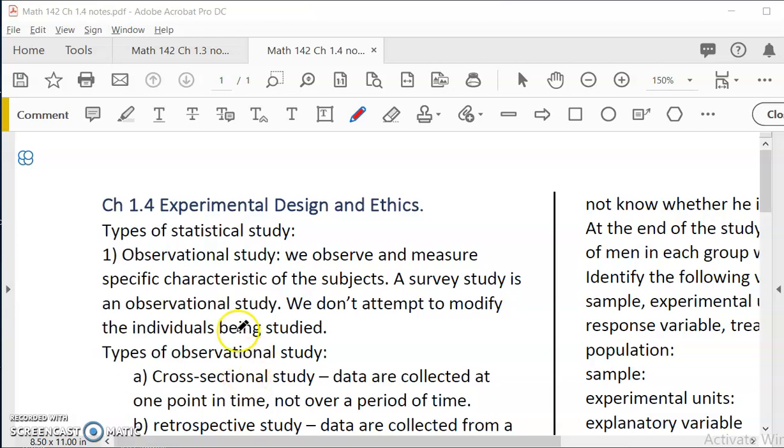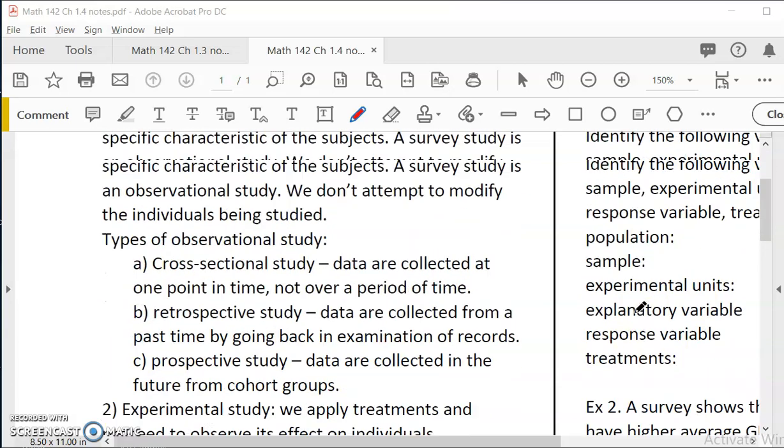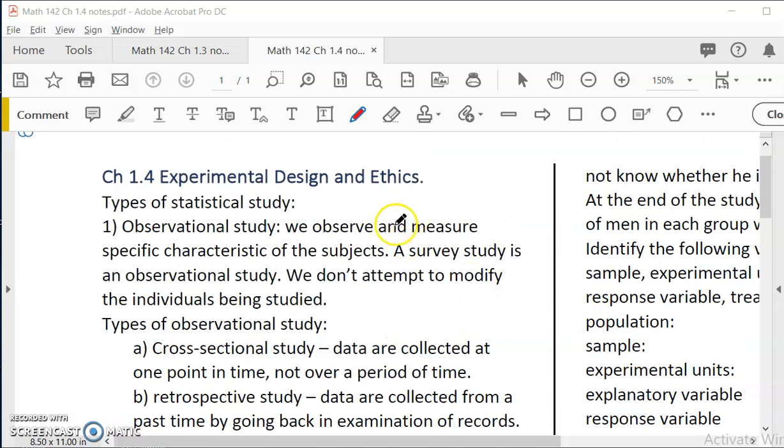Hello statistics student, this video is chapter 1.4, Experimental Design and Ethics. In the first part, we're going to study some terms related to experimental design and statistical study. And then in the second part, we'll do some examples and also look at the ethics of good experimental design.